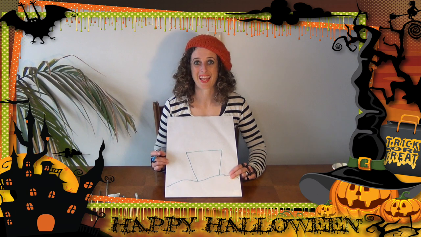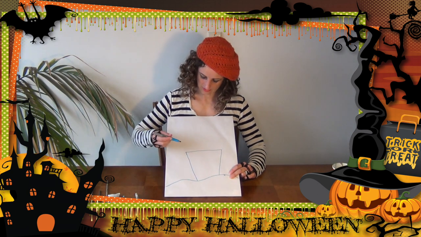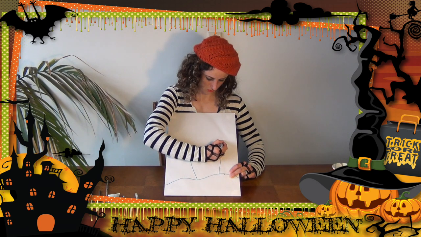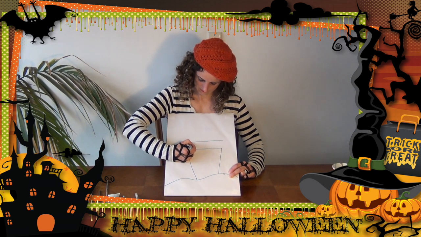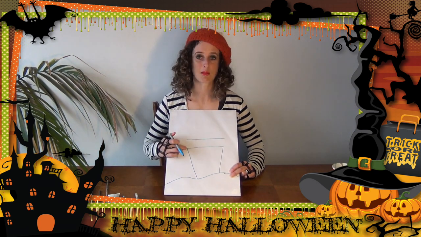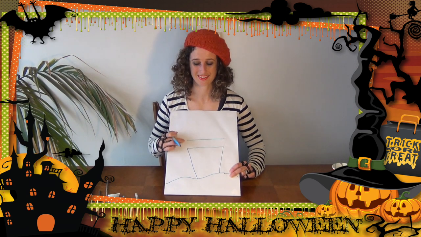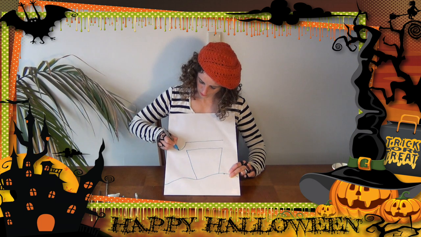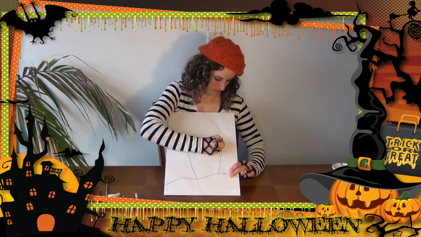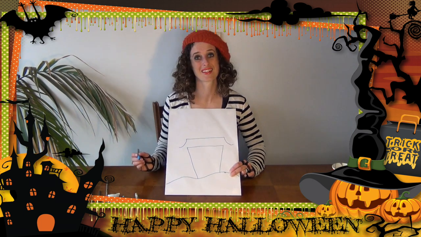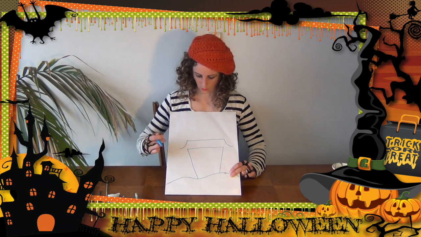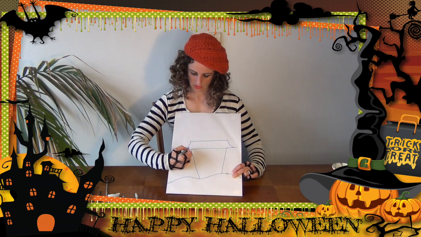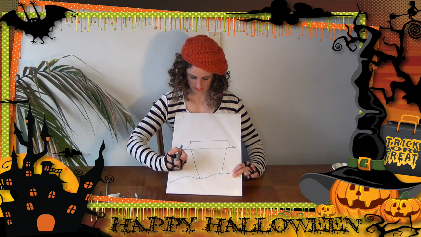Now we're going to add a little roof on here. So above this, we're just going to draw a line about the same width as your house there. And then we're going to go out in a little curve shape like this. And this is the roof awning. And then that's going to come back and join back onto our house like that.